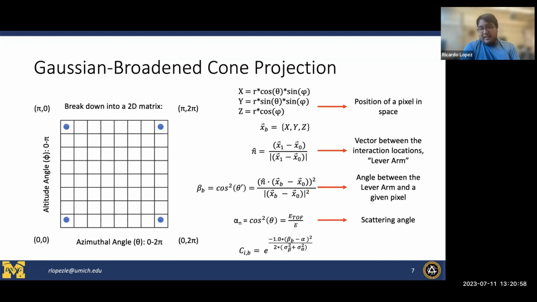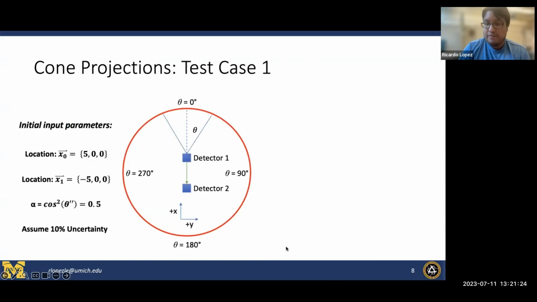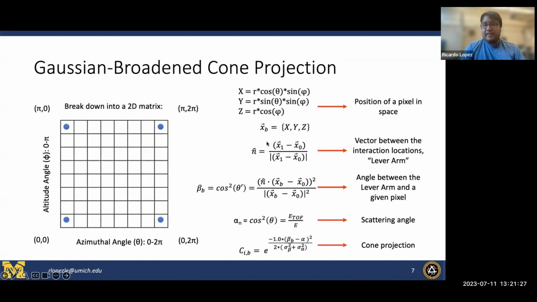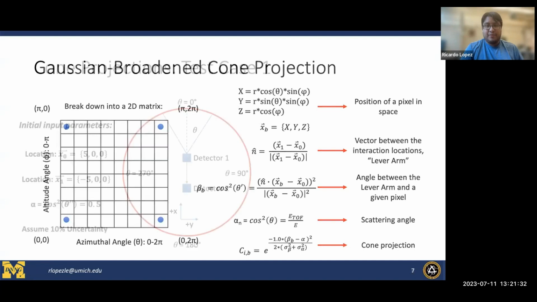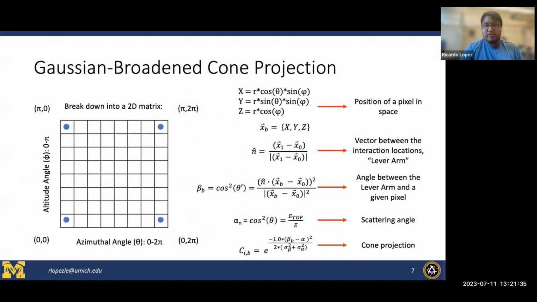Finally, alpha is related to the actual scattering angle that I talked about before. In this case, this would be for a neutron scatter camera, which is why you have this simple relation of the energy at time of flight over energy. And then finally, the actual cone equation that's used for the projection is given by this expression here, which is very similar to a Gaussian distribution, as you may be aware, where all the terms that I mentioned before end up making their way in here. And that's how you're able to create these cones in polar space.